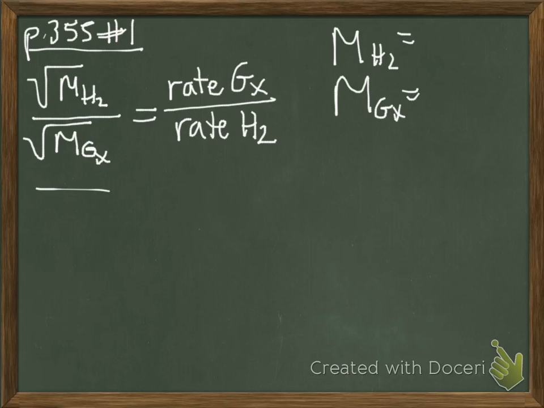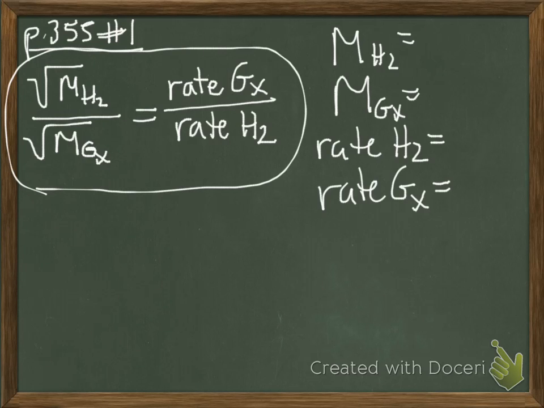So we've got our basic Graham's law equation. Okay, so we've got 4 variables that we deal with in this equation. The molar mass of hydrogen gas is known to us. What is that?